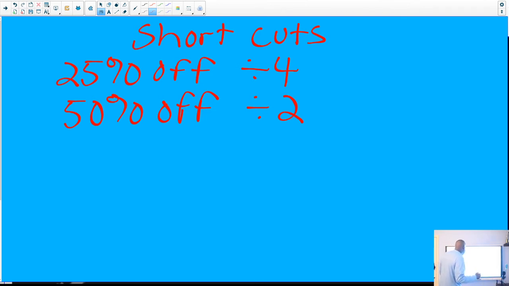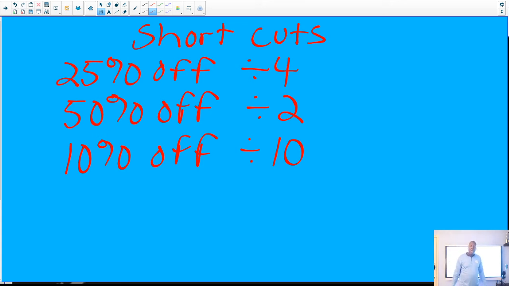That's right. 10% off. Just divide by 10. So you walk in a store and something costs $100 and they say, sir, I'm going to give you 25% off. So you divide 100 divided by 4, that's 25, and then subtract 25 from 100 and you get 75. That's how you do it.